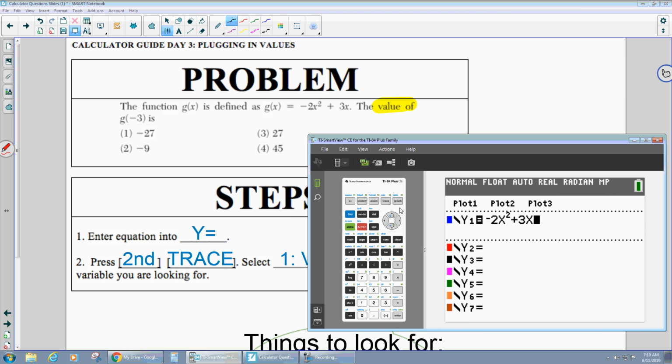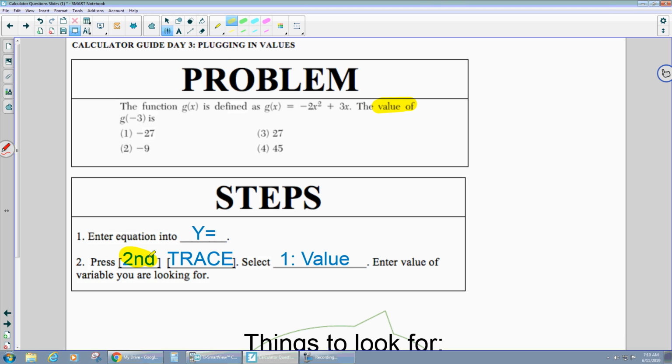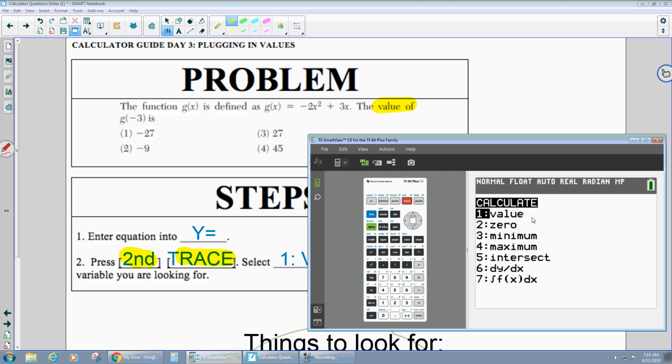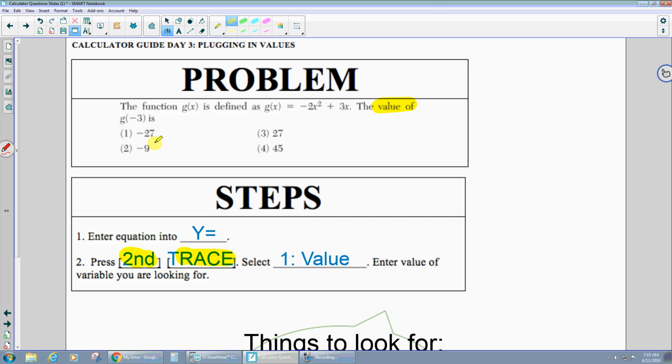Okay, and then what we're going to do is take a look at its graph. So go ahead and press graph. I have my graph here and I want g of negative 3. So we're going to press second trace. And if you forget, the steps are right down here for you. Second trace. And what I want is the value. So I want when x is equal to negative 3. I plug that in and I get y is equal to negative 27, and there is my answer. Answer choice 1. Y is equal to negative 27.